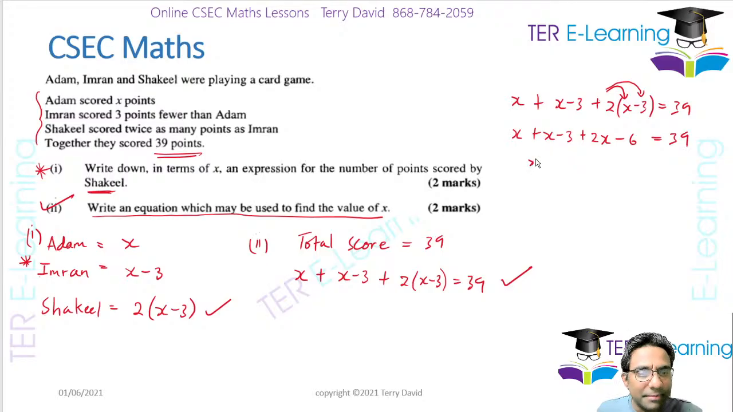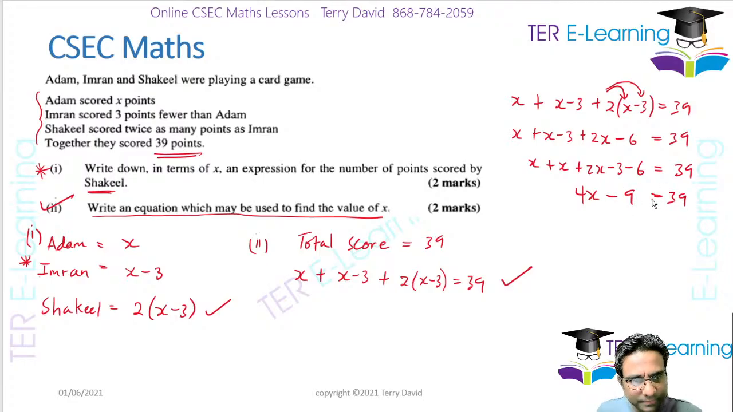Now let me just put the x's together because some students have trouble seeing these things. x plus 2x, minus 3 minus 6. So all I've done on the left hand side is bring all my x's together and all my numbers together. So x plus x is 2x, plus another 2x is going to give me 4x. Minus 3 minus 6 is going to give me minus 9, is equal to 39, right?